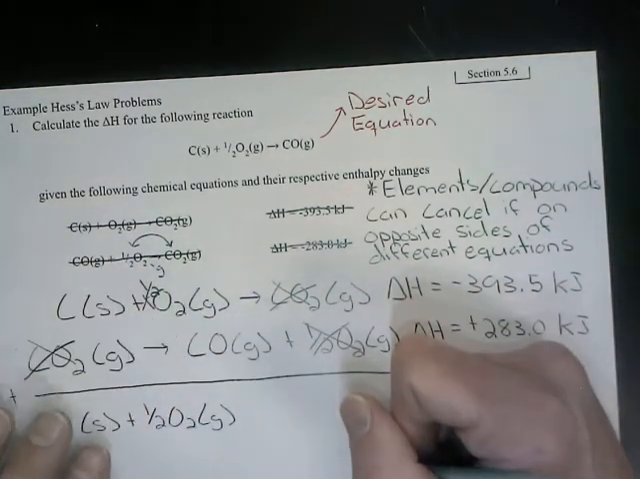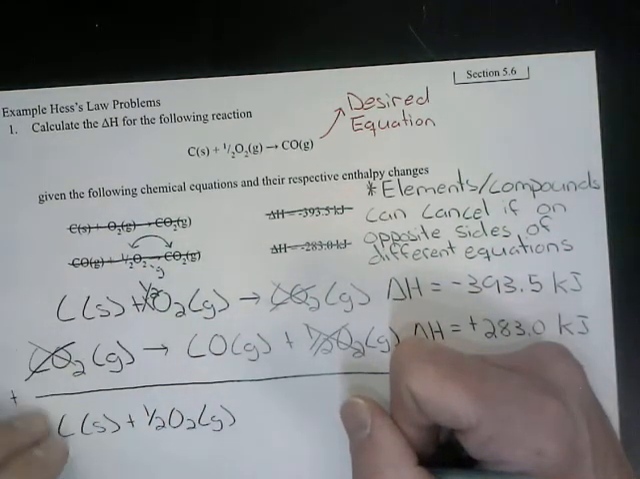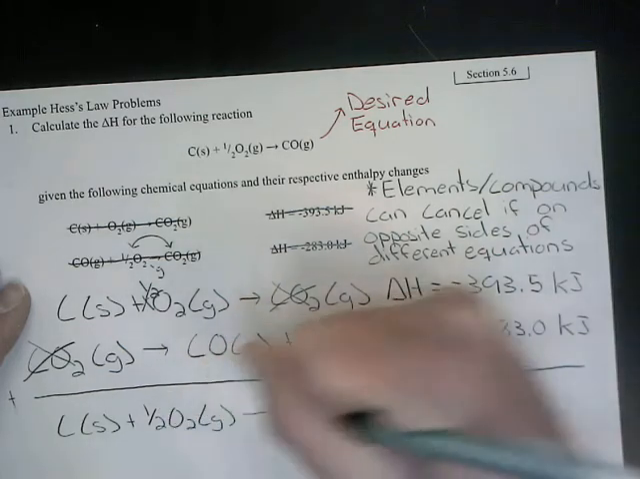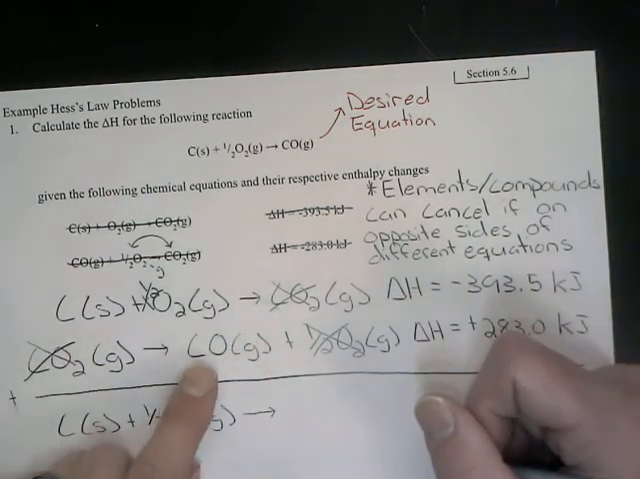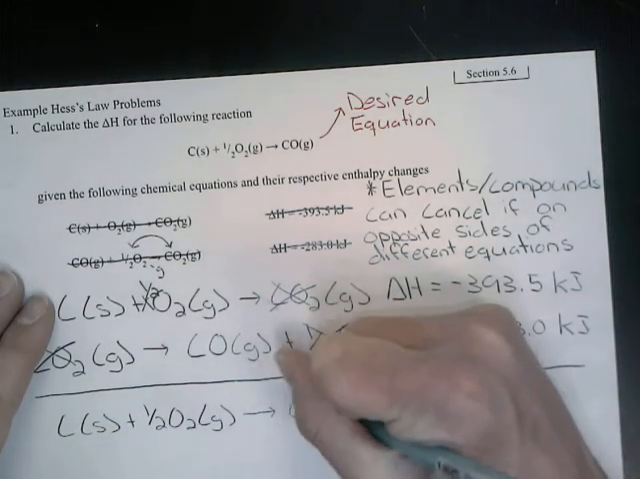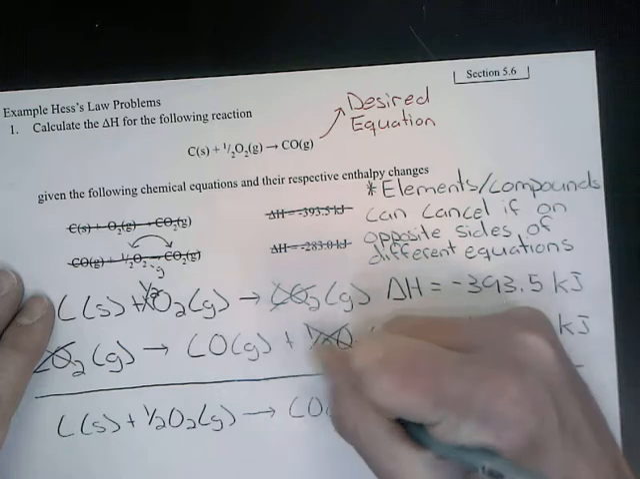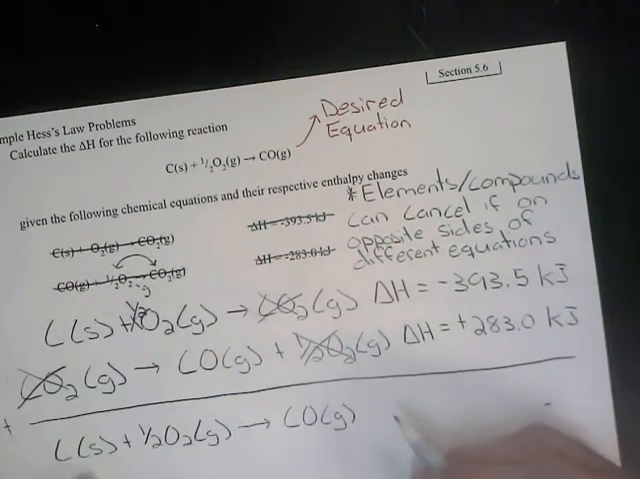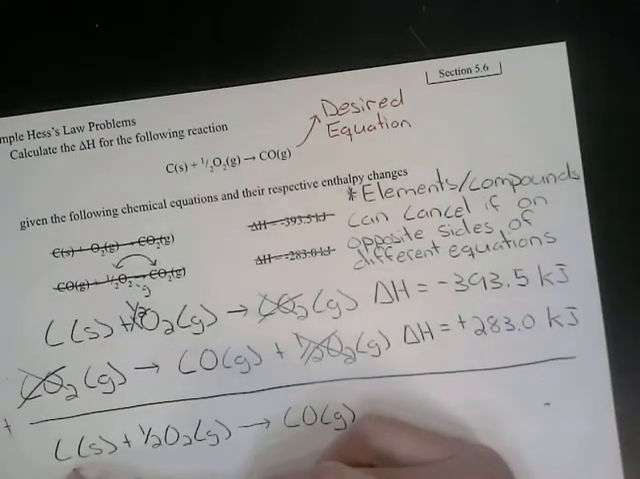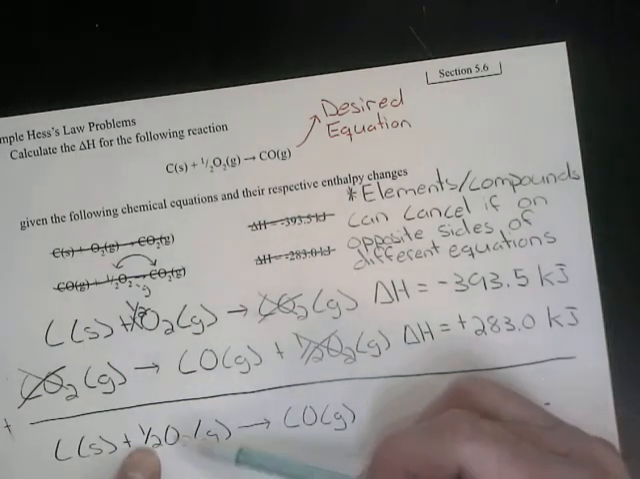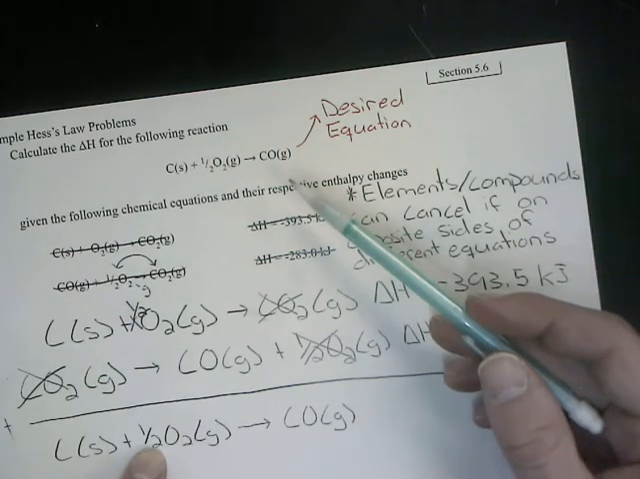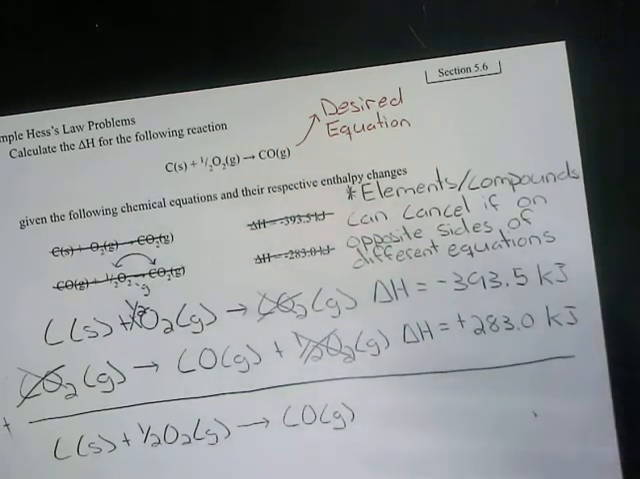Now everything else on the reactant side on both equations is canceled, and so we can draw that reaction arrow. And there's only one thing left on the product side, which is CO gas. Okay? Now, we ask ourselves, does this equation match what we have here? So we have solid carbon plus half O2 yields carbon monoxide. Hey, that's an exact match.